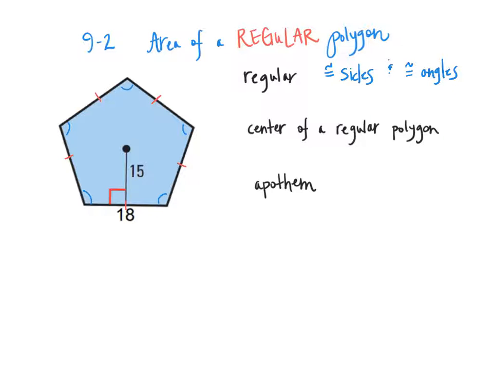Now, you're also going to see us talk about the center. And so the center of a regular polygon is much like the center of a circle. It's going to be equidistant to the vertices.